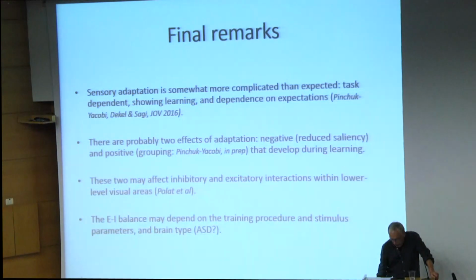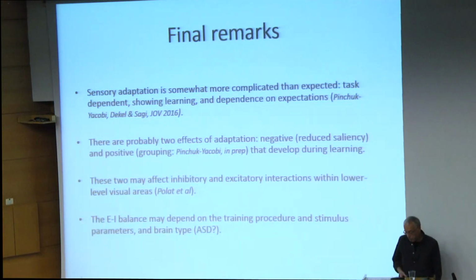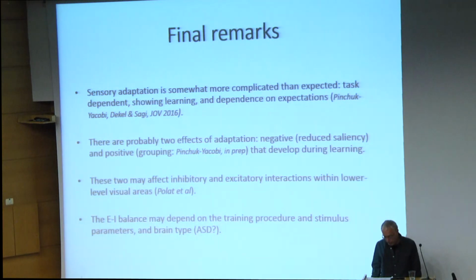Okay, and so final remarks. Sensory adaptation is somewhat more complicated than expected. It is task dependent, showing learning and dependence on expectation. We have some more recent studies by Noga Pinchuk-Jacobi and Ron Dekel, sitting here, showing that adaptation somehow depends also on the expectation, not only on the current stimulus, but also on what you expect the stimulus to be.